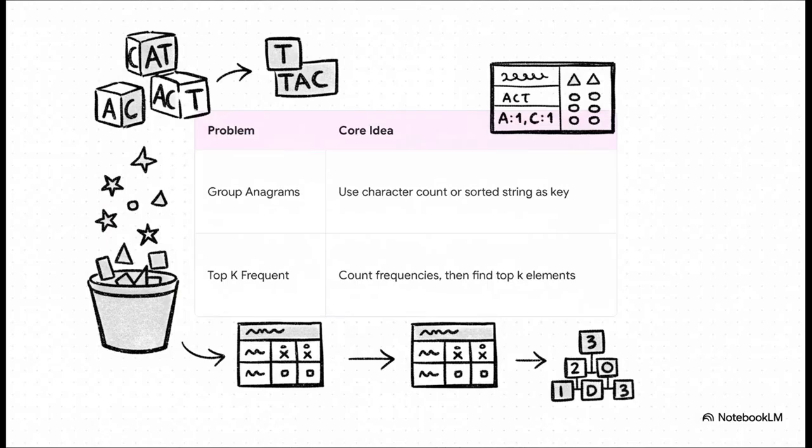Just look at group anagrams. The big aha moment here is that anagrams are just the same letters scrambled. So you can create a unique signature, like a sorted version of the word, and use that as the key in your hash map. Bam! All anagrams get grouped together automatically. And for top K frequent, you first use a hash map to just count everything up. Then you can use another cool tool like a heap to pluck out the most frequent ones. The hash map does all the initial hard work.